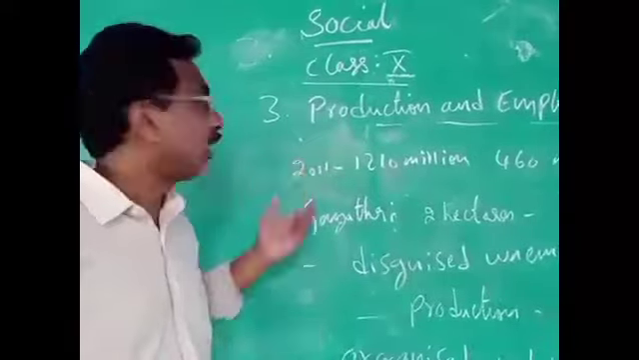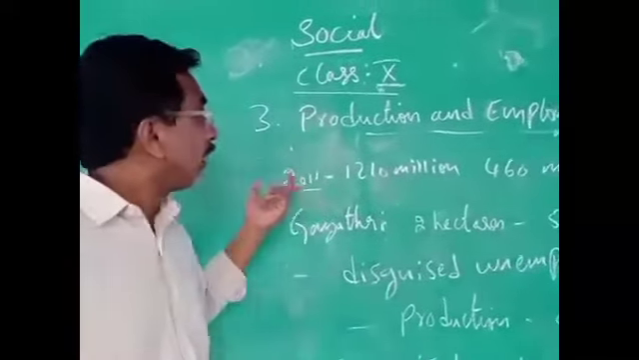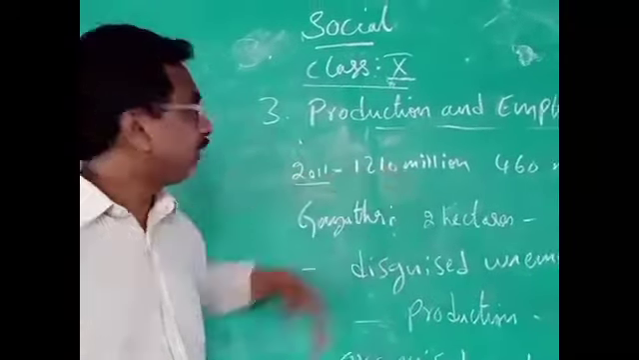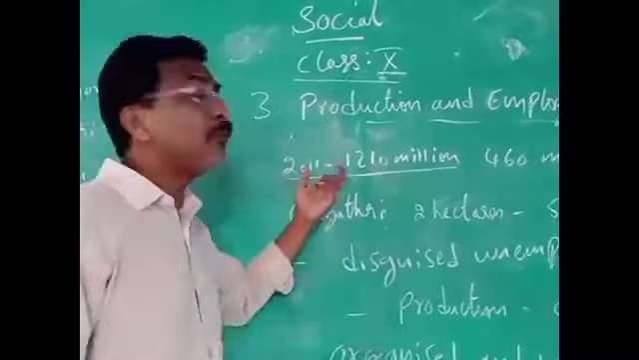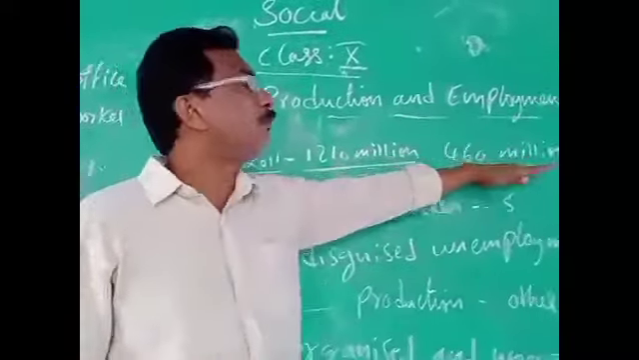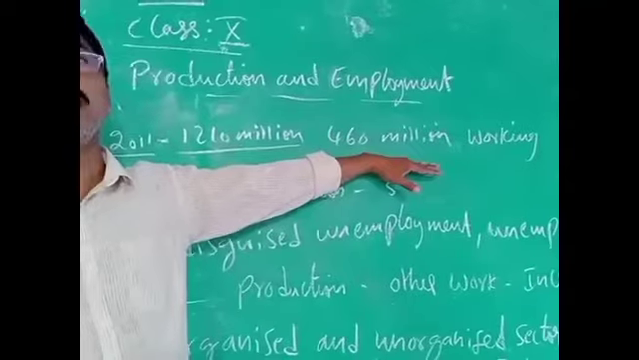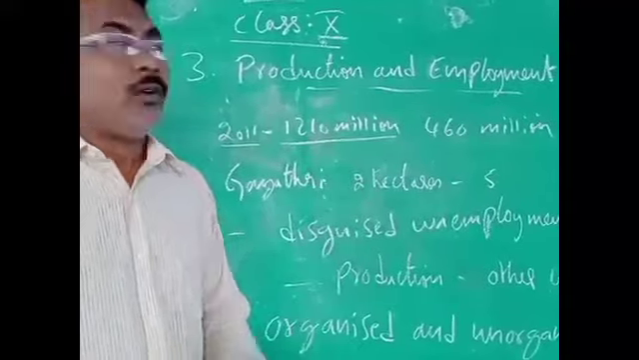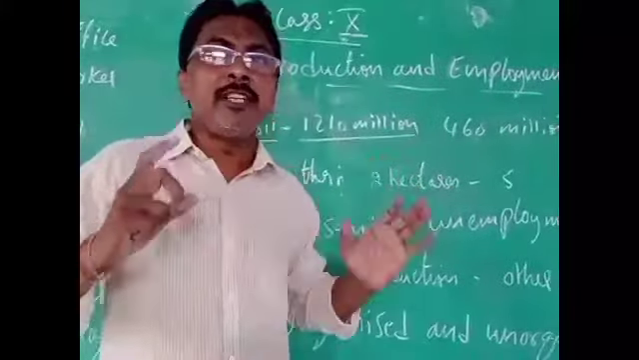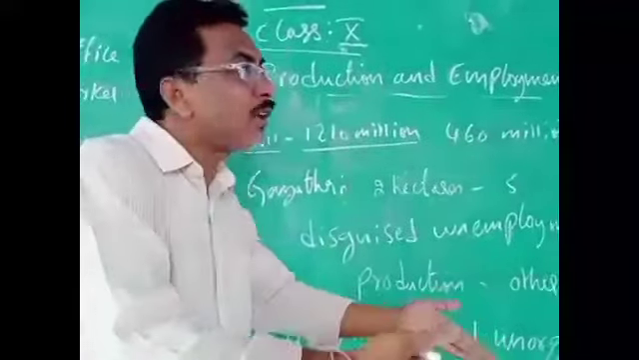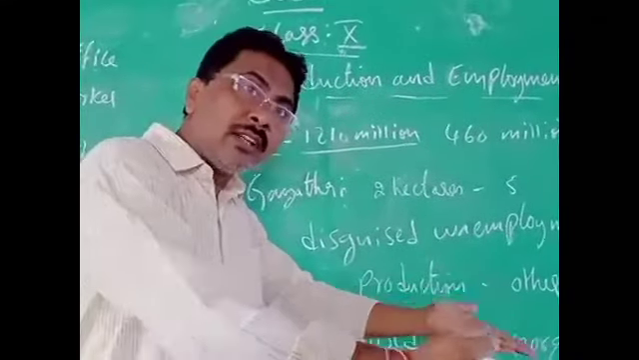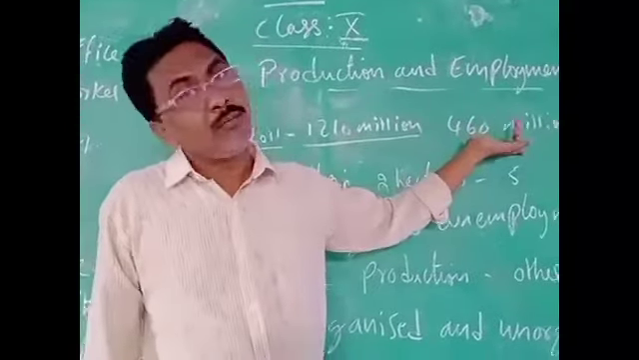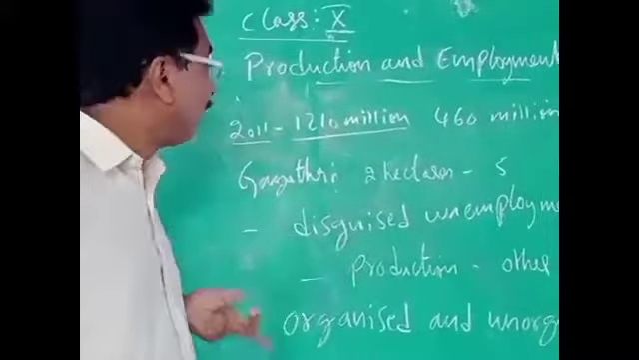So listen here now, according to 2011, 1210 million people were there. According to 2011, 1210 million people are there. From that, 460 million people are working, or 460 million people are engaged in different productive works. 460 million people are engaged in different productive works. Productive works means they will work. If they work, they'll get income. With that income, they will survive their life.